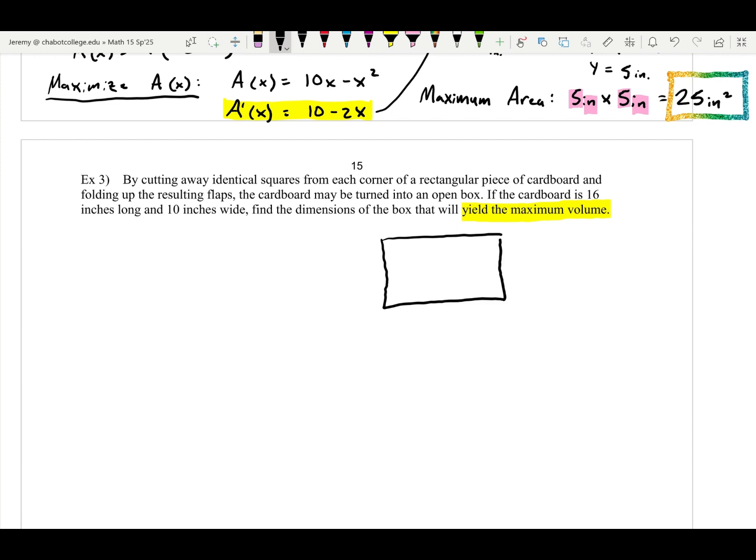Okay, let's say it looks like this. And we're told that the dimensions are 16 inches and 10 inches. And what we're doing here is we're cutting out identical squares from each of the 4 corners like this. So we can imagine taking scissors or a knife and cutting out those squares. And then, okay, what does it look like after we do that? After we cut out those squares, we have a shape that looks like this.